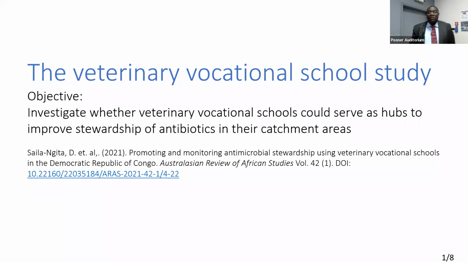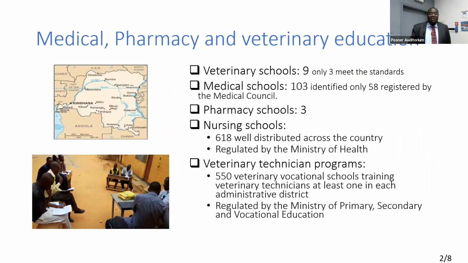Another study we did was the question we were asking ourselves, whether we can use veterinary vocational schools as hubs from where to start operations to teach people how to treat their animals and how to avoid mishandling antibiotics, because these schools are basically everywhere in the country.